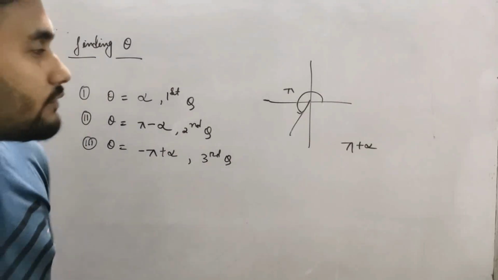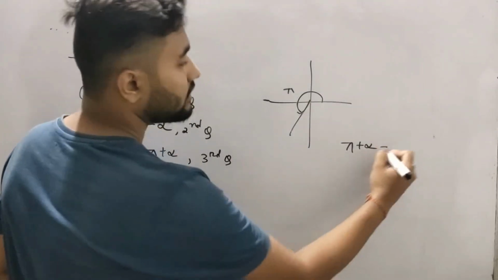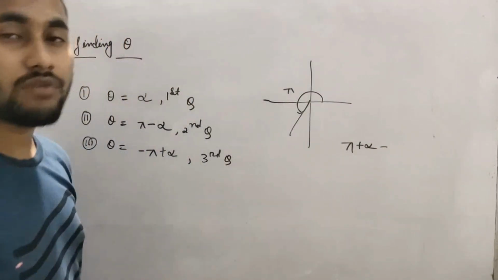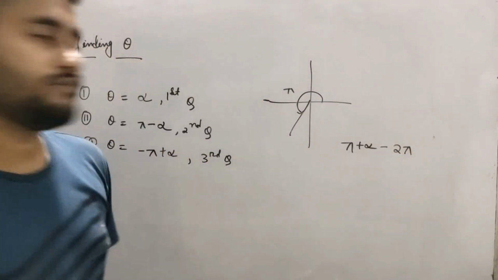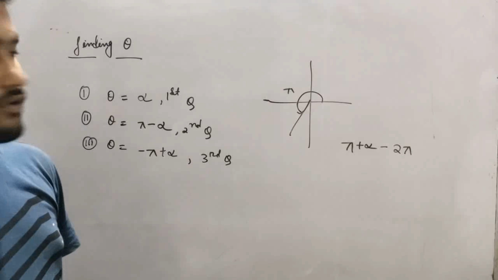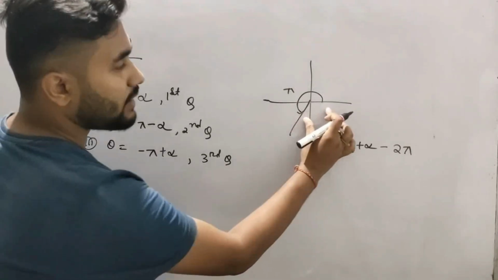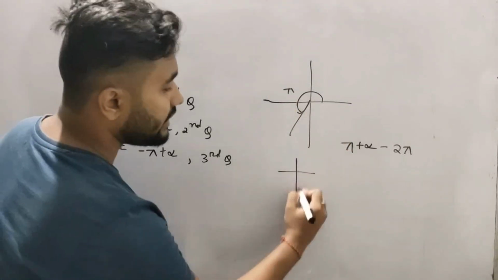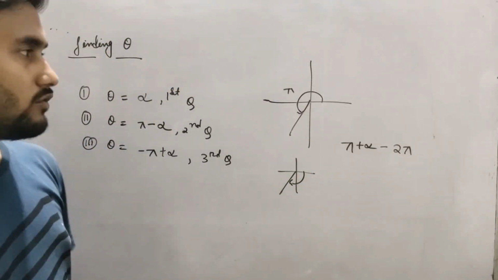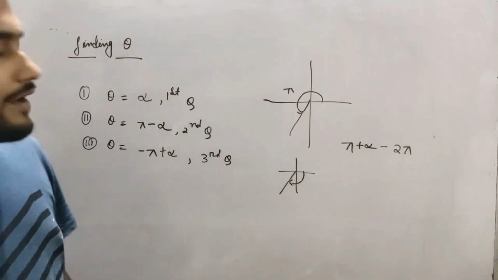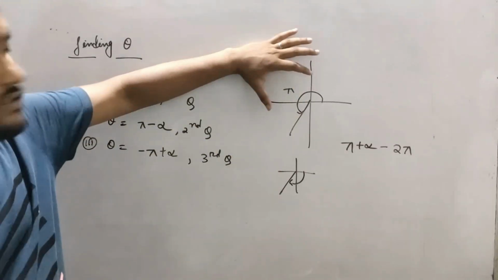For this what will I do? Simply I will subtract 360 degrees. What is 360 degrees? Twice pi. I will subtract twice pi. I need this part, this portion, the principal value. That is clear.